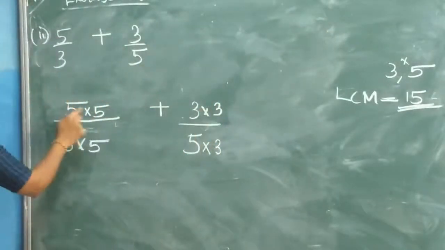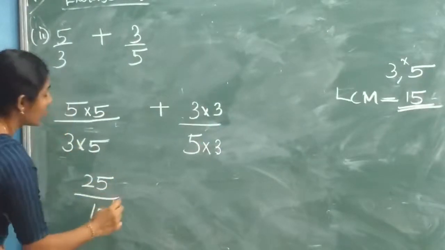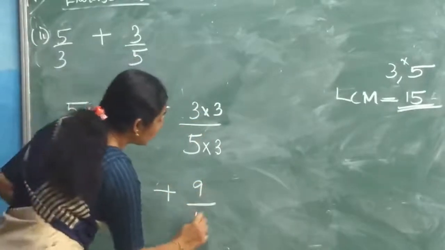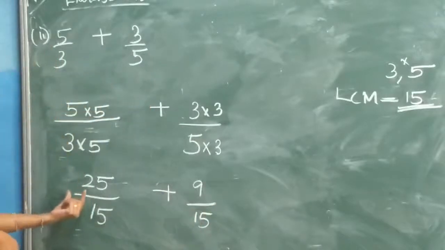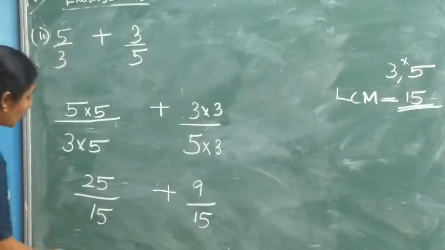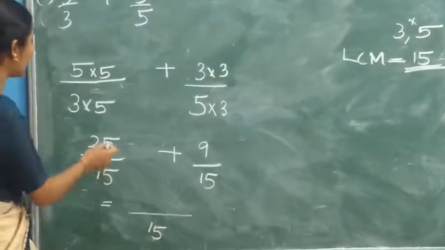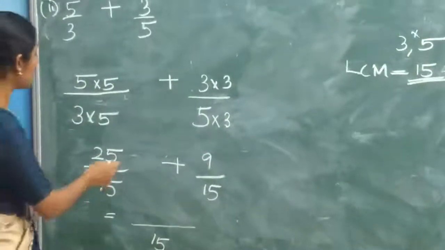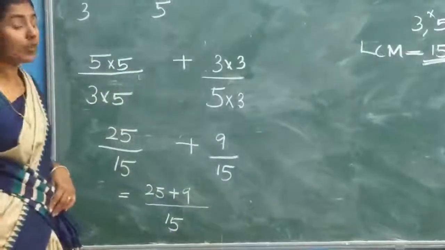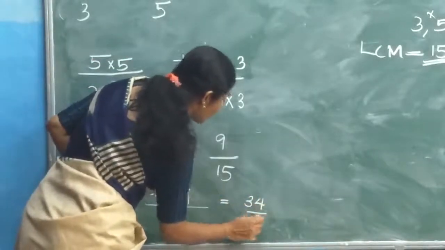Now 5 5s are 25. 3 5s are 15. Now this one, 3 3s are 9. 5 3s are 15. So now the two rational numbers they are adding have the same denominators, isn't it? So what you should do? Take the denominator common and add the numerators. So the numerators 25 plus 9. What is 25 plus 9? That is 34. 34 divided by 15.